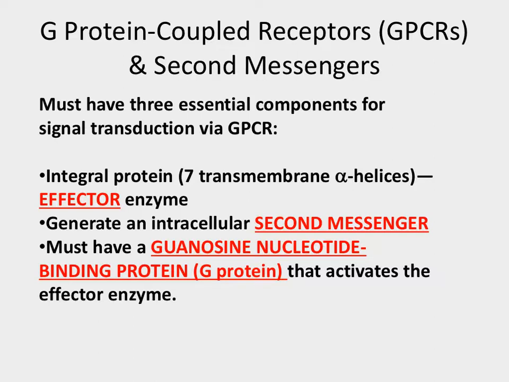Okay. The second thing that a GPCR must have in order to become a GPCR cascade is an intracellular second messenger. And then finally, it has to have a G protein, which makes sense since it's a GPCR. G protein is just the acronym for guanosine nucleotide binding protein. What do you suppose a G protein does? It binds. What nucleotide? G. Okay, so yeah, it binds G. Actually, it binds GTP and GDP. We'll see why that's important in a moment.